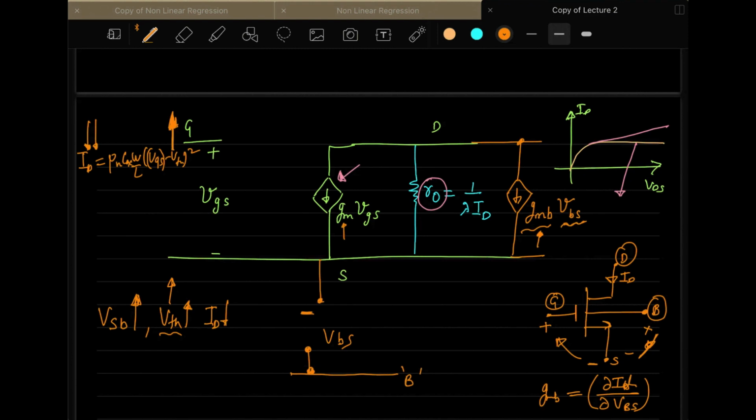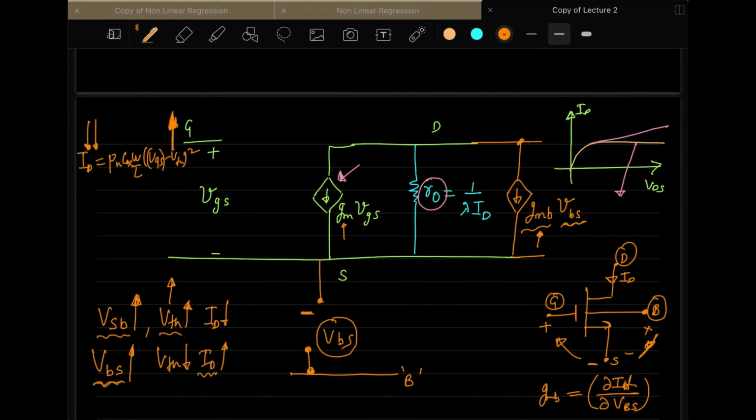So that means if you change the polarity, if you change it from VSB to VBS, and if you increase this, then what will happen? The VTH will decrease and ID will increase. It is just the opposite of what was happening when VSB was increasing. That's why we are writing it as VBS here, because your VBS is increasing and now ID is increasing.